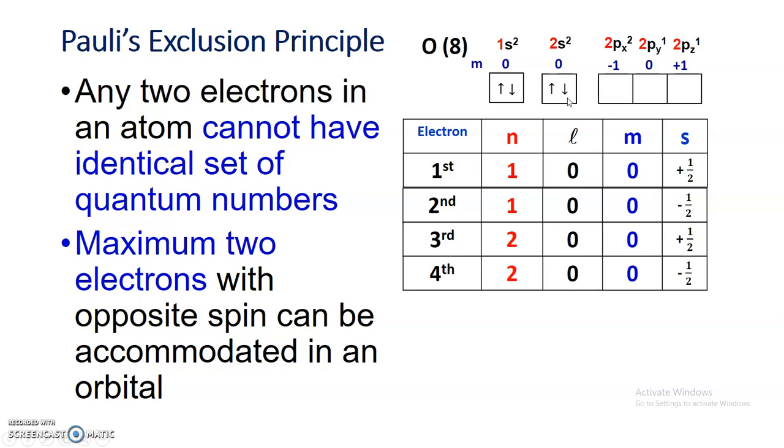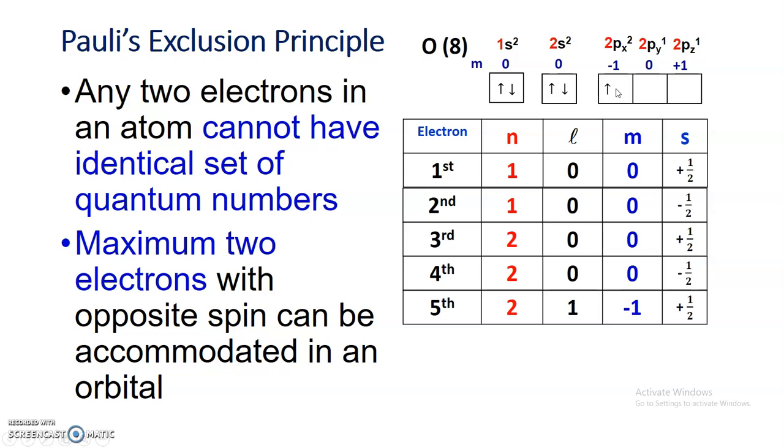Now consider the fourth electron. So n is equal to 2, l is equal to 0, m is equal to 0, but the only difference is that this electron is spinning in the anti-clockwise direction. Therefore s is equal to -½.